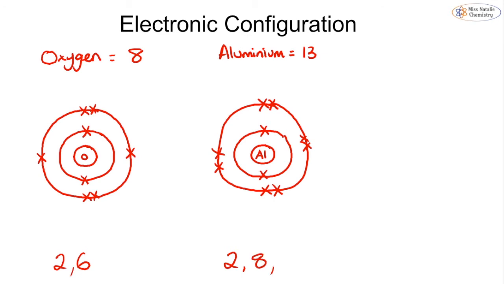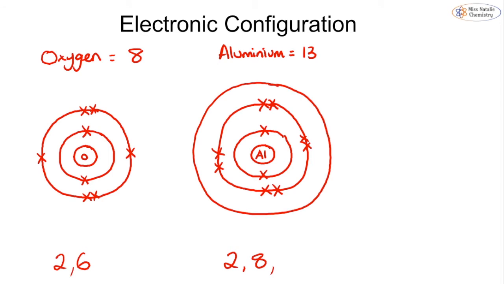I now have to move to my third shell, and I have 3 electrons left to place. So I have 1 at the top, 1 at the bottom, and then it can go on either side. It does not matter. And I have got 3 in my outer shell. So my electronic configuration for aluminium is 2, 8, 3.